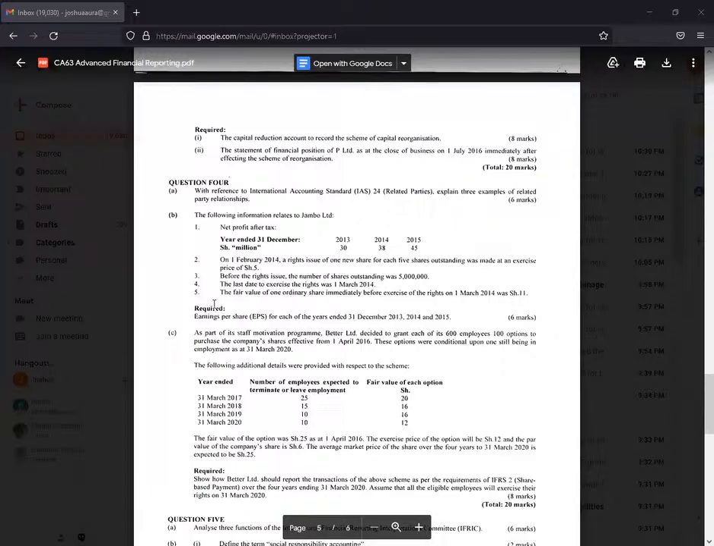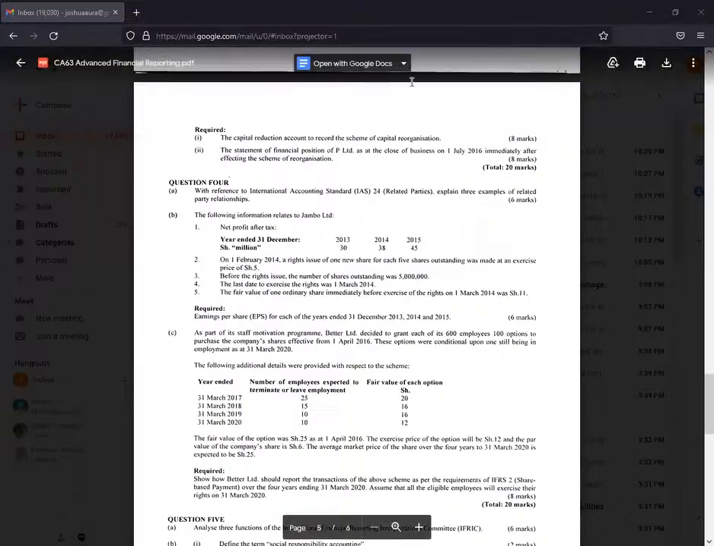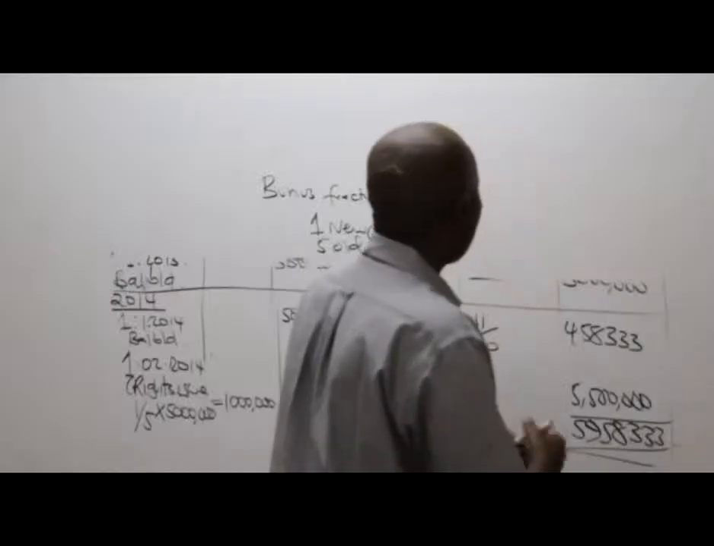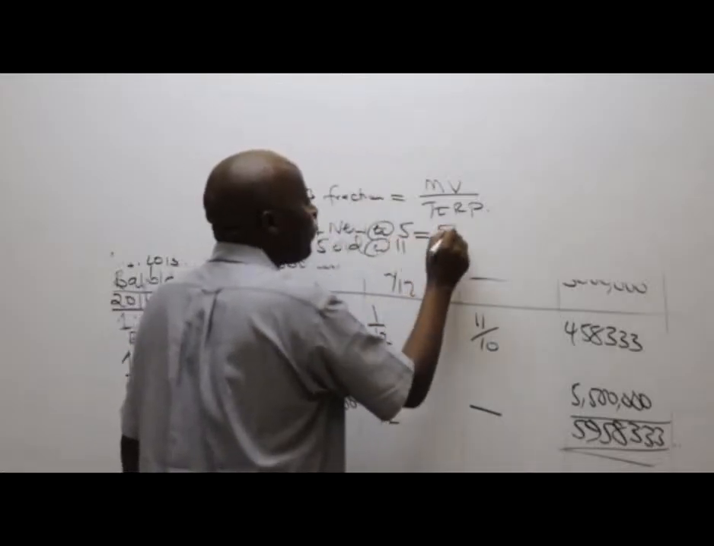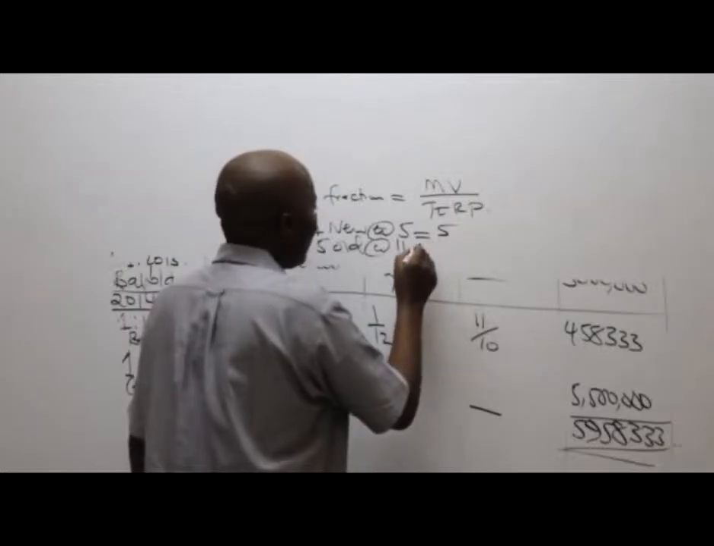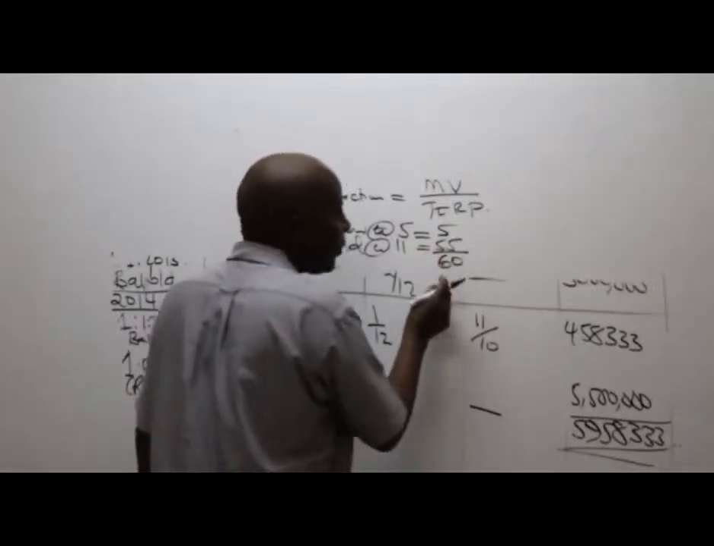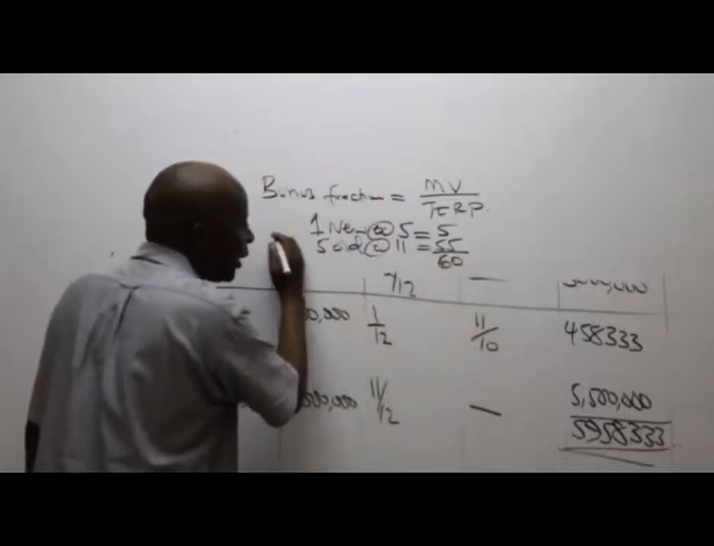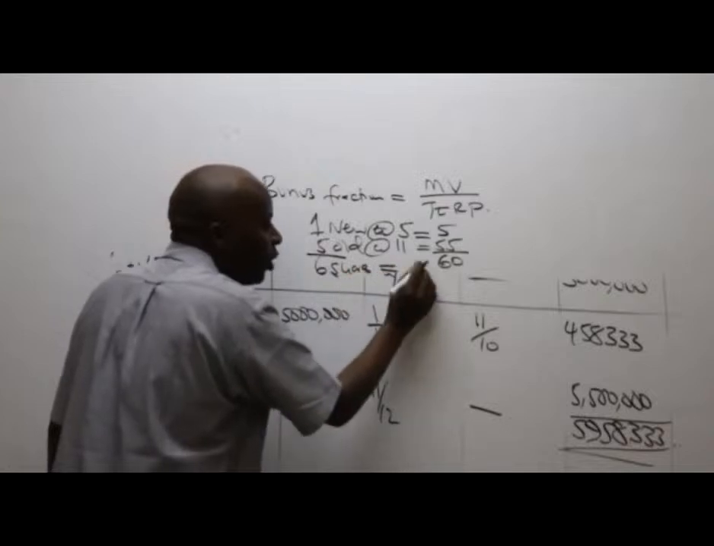So the fair value of 1 ordinary share immediately before exercise of the rights on 1st March 2014 was 11. So times 11 like that. Students gave me figures of 5, 55, and somebody gave 60. But you see, this 60 is now for how many shares? 60 is now for 6 shares. So 6 shares going for 60 bob.